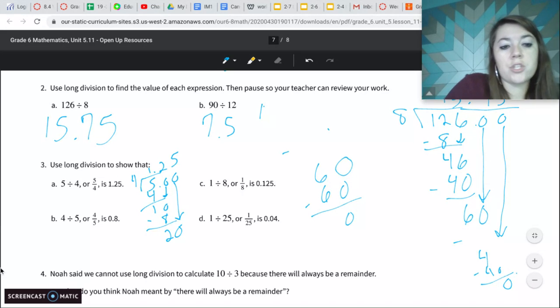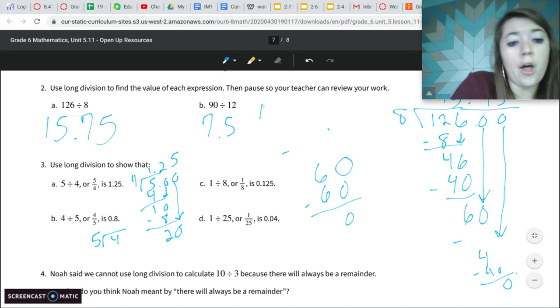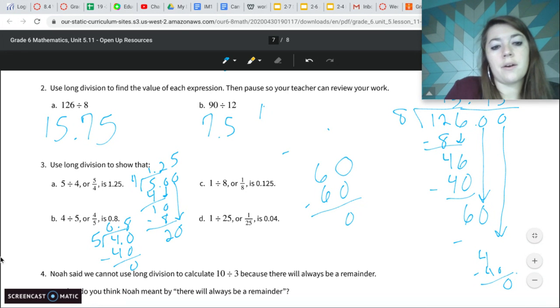For this one, it's just the reverse. So 5 goes on the outside now, 4 goes underneath. Can 5 go into 4 at all? Nope. So we're going to put a decimal right away. How many times can 5 go into 40? It can go in 8 times. 40 minus 40 is 0. So we end up with 0.8.